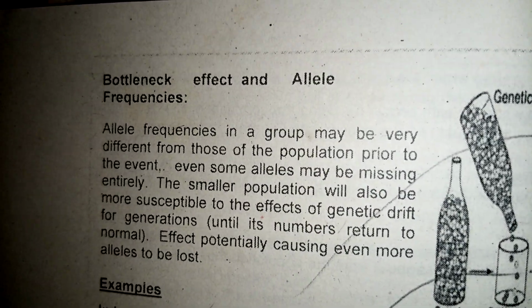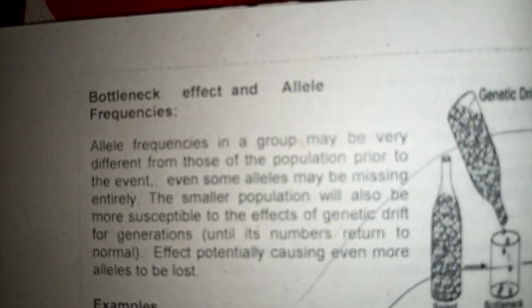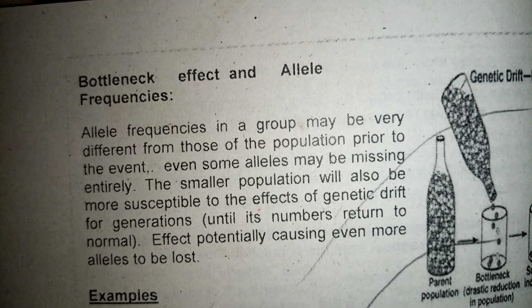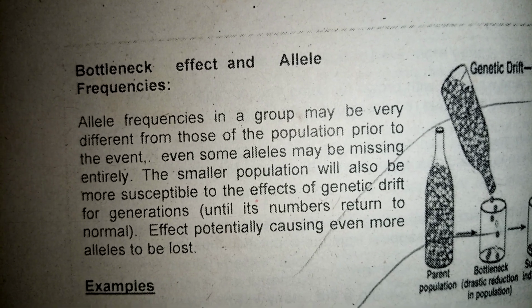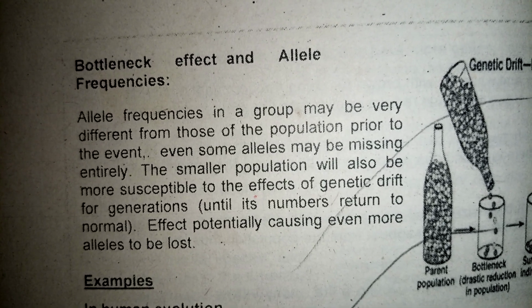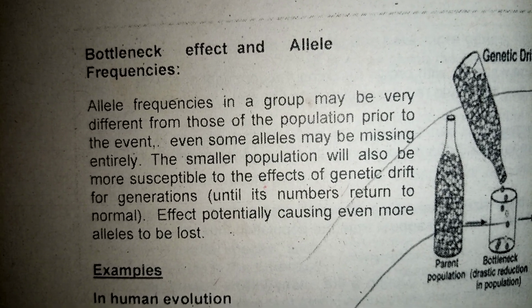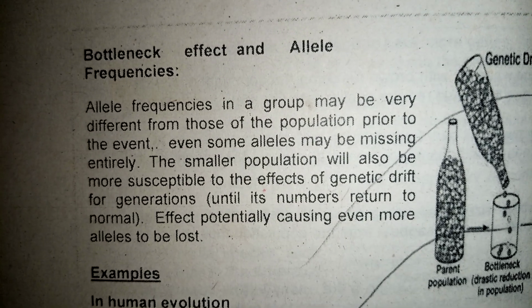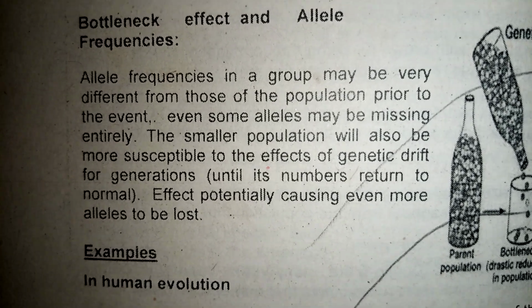Effect and allele frequencies. Allele frequency in a group may be very different from those of the population prior to the event. Even some alleles may be missing entirely. The smaller population will also be more susceptible to the effects of genetic drift for generations until its numbers return to normal, potentially causing even more alleles to be lost.